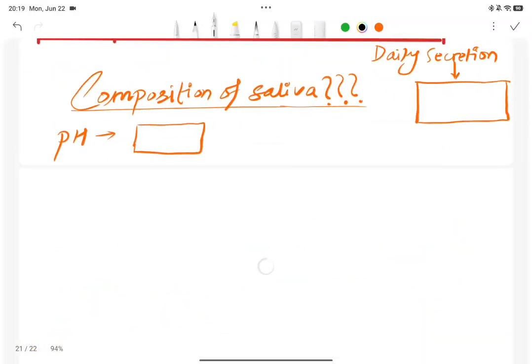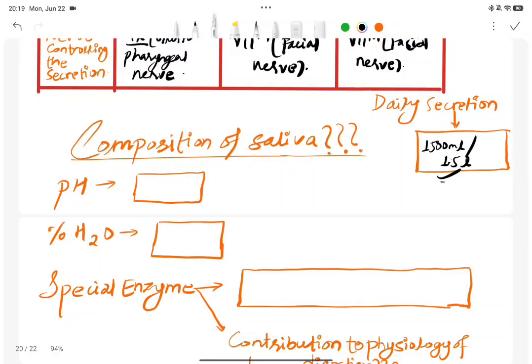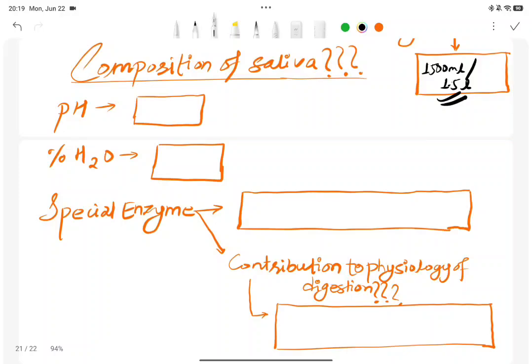So now the composition of saliva. The daily secretion is about 1500 ml, or 1.5 liters, whichever you want to answer. The pH of saliva is slightly acidic, about 6.8. Saliva is mainly made of water, 99.5% water.